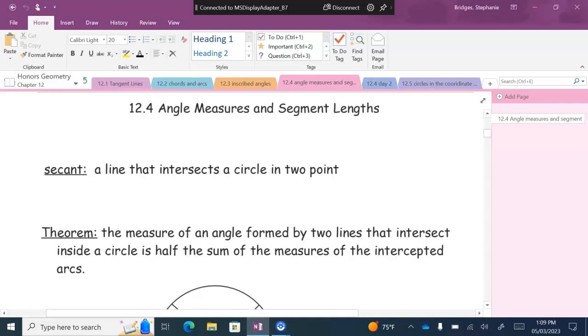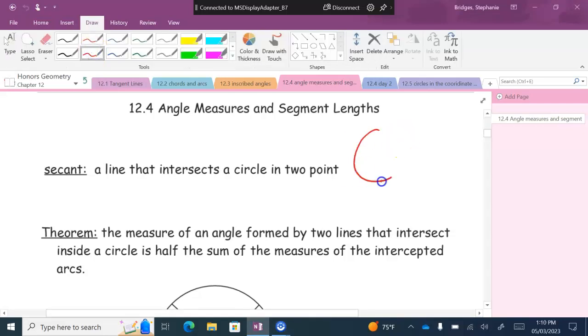So, for example, maybe if I have a circle, this line would be considered a chord, whereas this line would be considered a secant. You see the difference? They both touch the circle in 2 places. It's just the secant extends past the circle and the chord does not.